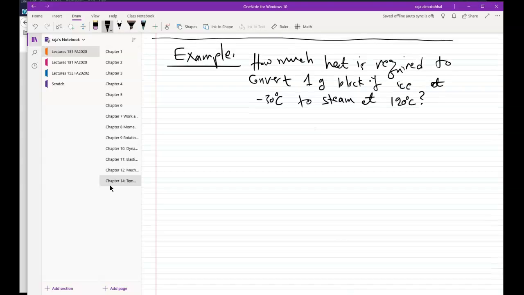Here it is. Step number 1, it is from negative 30 degrees Celsius to 0 degrees Celsius. And the formula that I will be using for that is basically Q equals mc delta T, where C here is for ice. I need to look up the specific heat for ice. It's different from water, okay? So that's the first one.